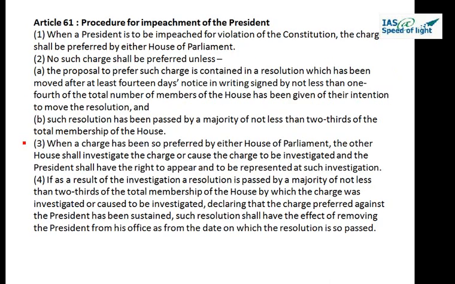Now comes Article 61, which we have already seen. It talked about how the president can be removed from his position through the procedure of impeachment. Now let us see how this impeachment works. The first thing we have to remember is that the resolution for the impeachment of the president, of course for violation of the Constitution of India, can be initiated either in Lok Sabha or Rajya Sabha. So both houses are free to formulate these charges against the president.